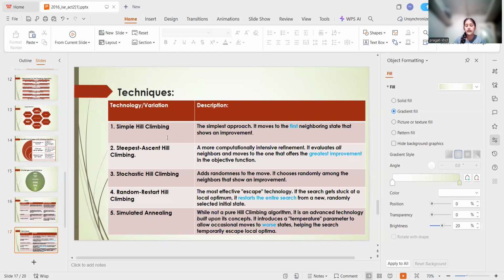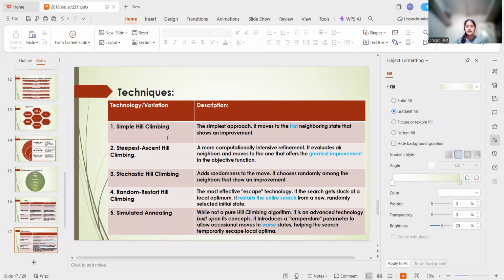First is simple hill climbing. This is the simplest approach. It moves to the first neighboring state that shows improvement. Second is steepest ascent hill climbing. It is more computationally intensive; it evaluates all neighbors and moves to the one that offers the greatest improvement in the objective function. Third is stochastic hill climbing. It adds randomness to the move, choosing randomly among neighbors that show improvement.